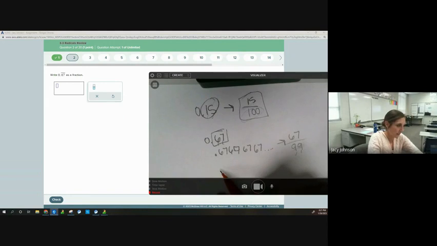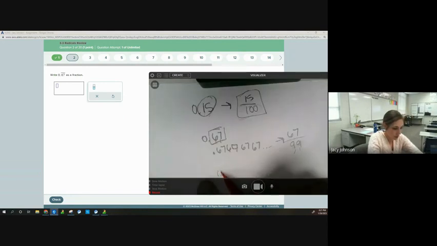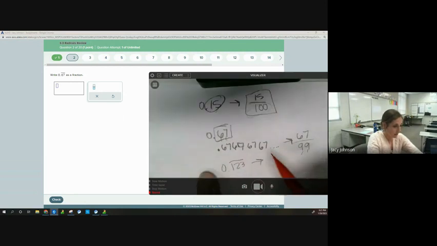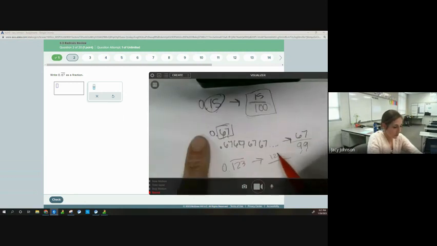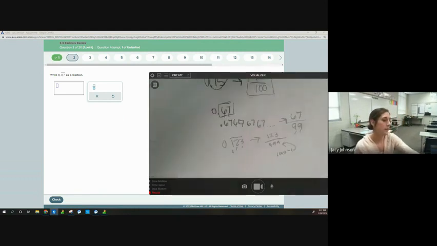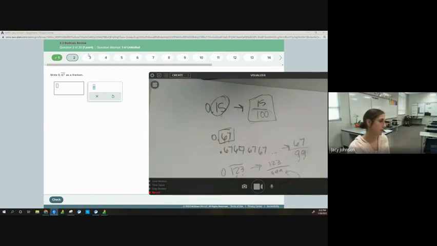So just to give you another example, what if I had 0.123 repeating? Then I would have 1, 2, 3 on the top of my fraction, and since there's 3 digits, I'm either going to write 999, or I can think about it as 1000 has 3 zeros, minus 1 is 999. So that is my repeating rule. It is different than if my decimal terminates and it stops.